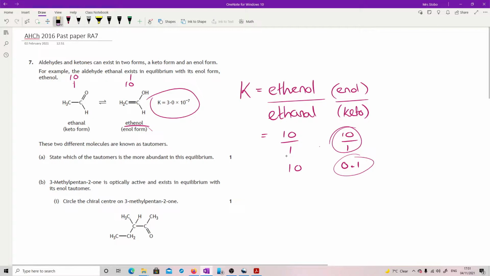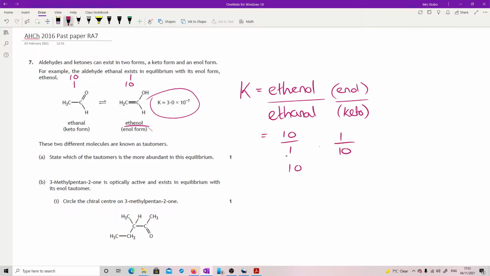Oh, just realised I've written that the wrong way out. Sorry. That would be 1 over 10. So what we've got here is our 0.1. And this number here is 3 times 10 to the minus 7. It's got to be this way round, so this one must be the one that is more abundant. You can say that whichever way you want: ethanal, or the keto, or the left hand side. You're just putting which one is correct.